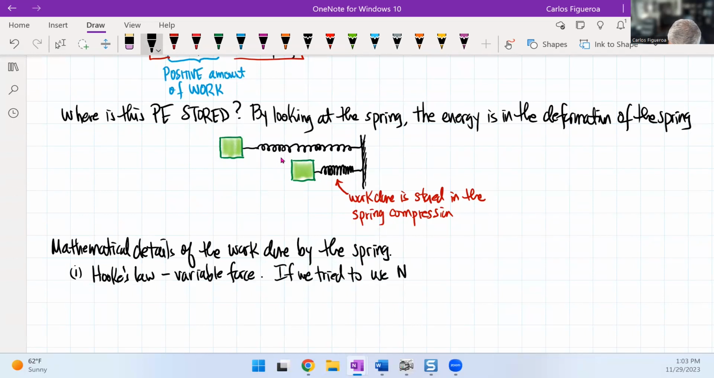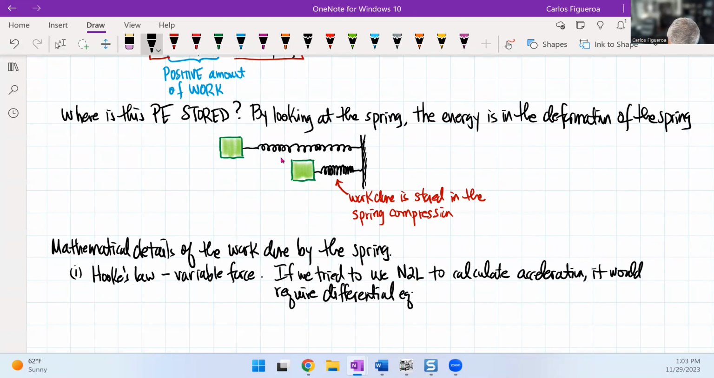The only way we can solve spring problems, if we tried to use Newton's second law to calculate acceleration, it would require differential equations. And this is Math 7, which is well beyond the scope of this course. So you cannot use Newton's laws to actually solve this, not even in 4A.